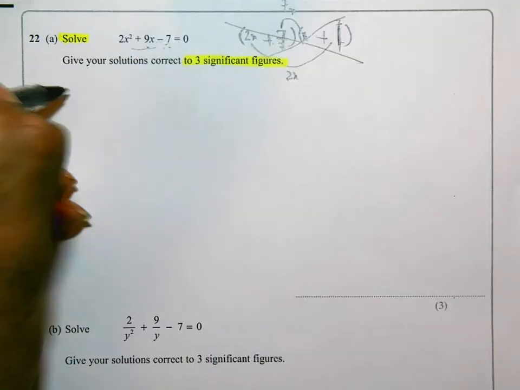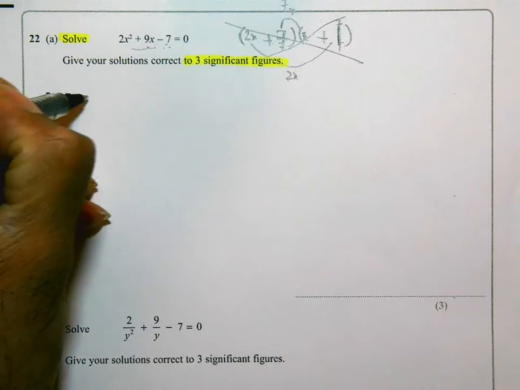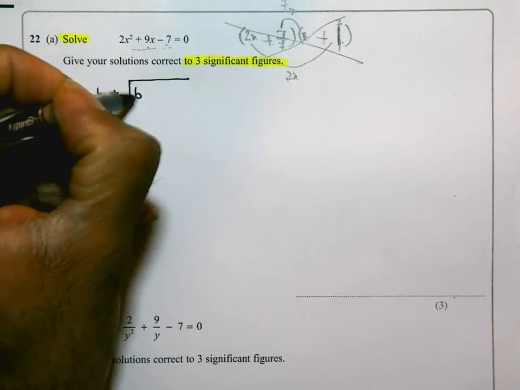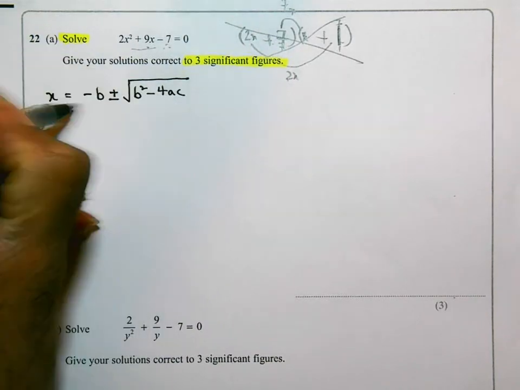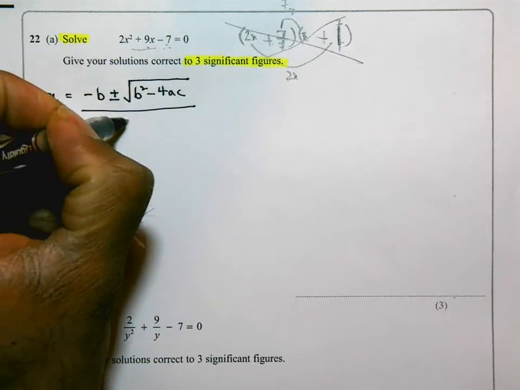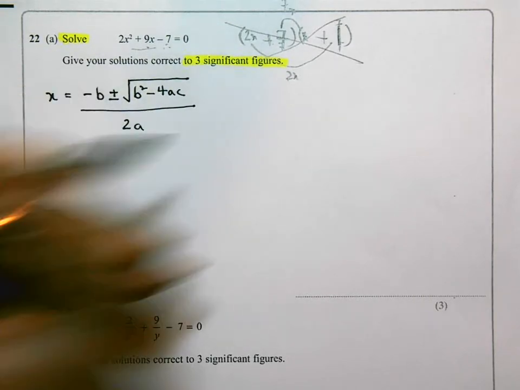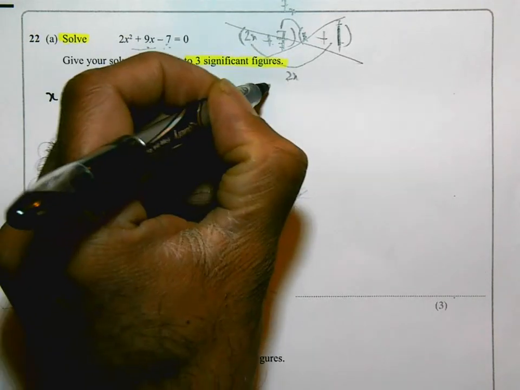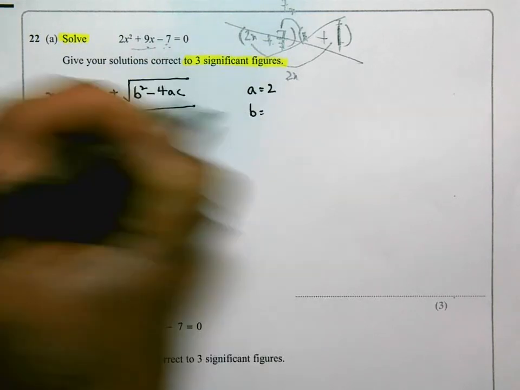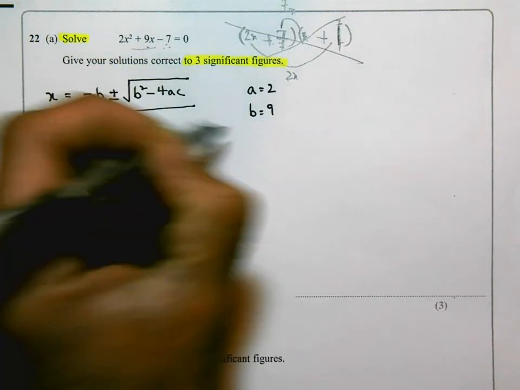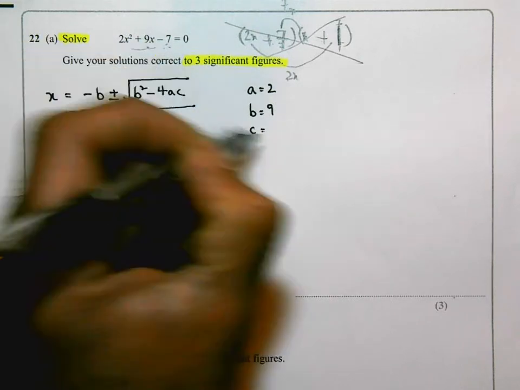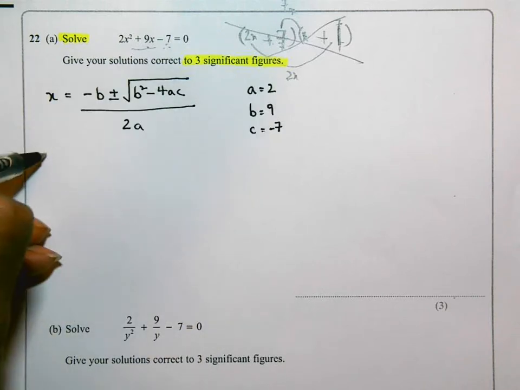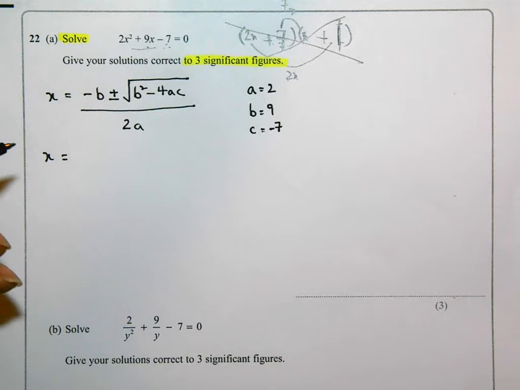x is equal to minus b plus or minus the square root of b squared minus 4ac all over 2a. And in this equation up here, a is the number in front of x squared, which is 2. b is the number in front of x, which is 9. And c is the number on its own, which is minus 7. And all I have to do now is to put these numbers into my quadratic formula and work out the values that x could be. There are going to be 2 answers for this.